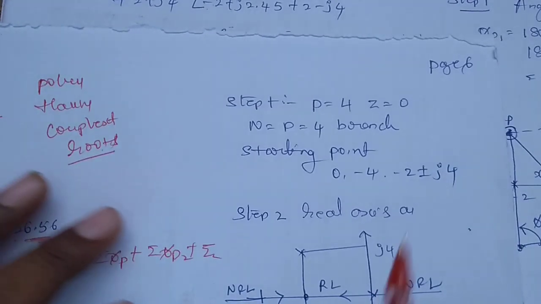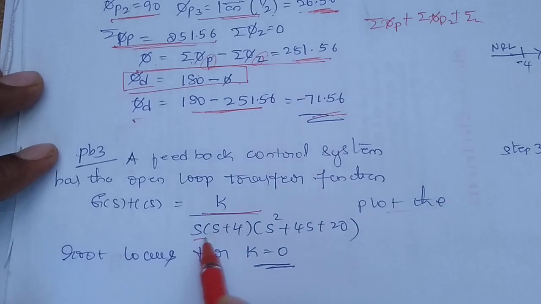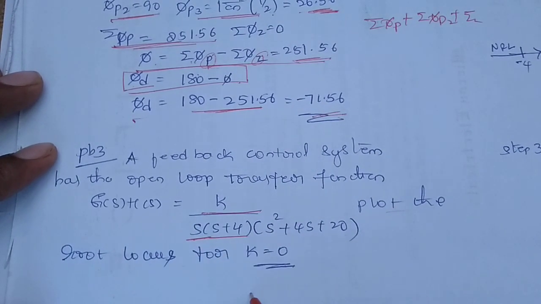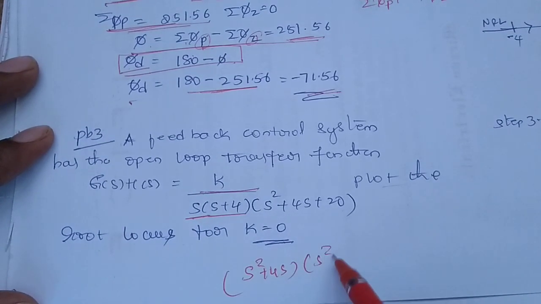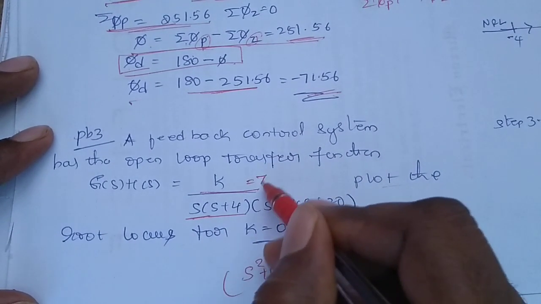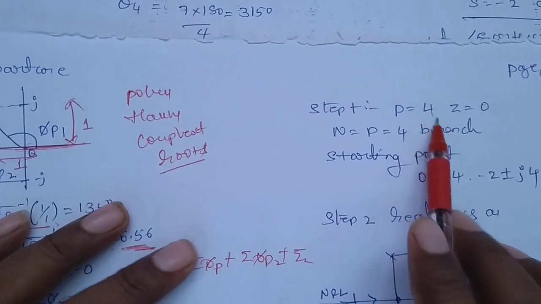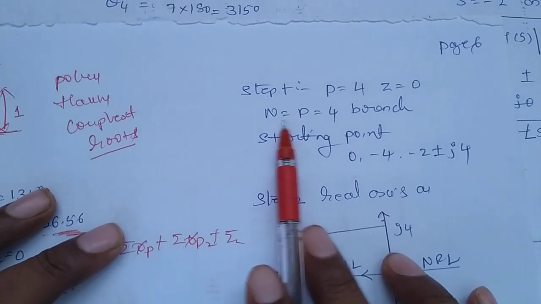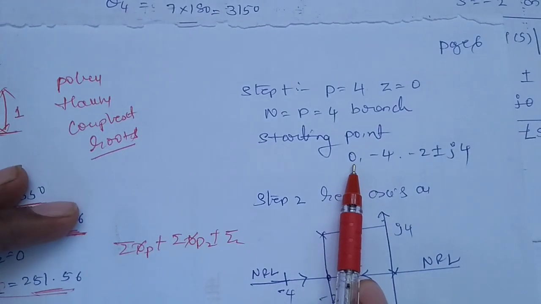Same as the previous problem, step 1: identify the poles and zeros. Here, s(s+4)(s^2+4s+20), so the number of poles will be 4. In the numerator there is no s coefficient, so zeros will be 0. So poles P equal to 4, zeros Z equal to 0, N equal to P equal to 4, that is 4 branches.